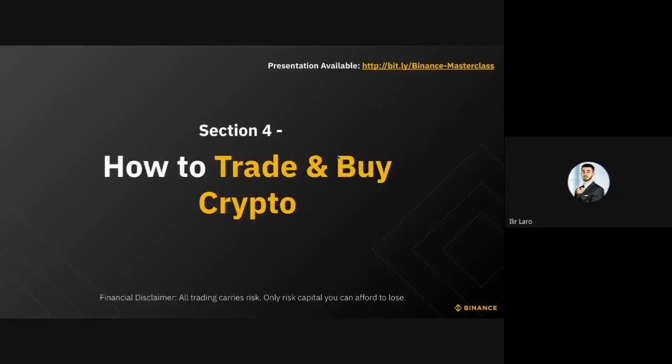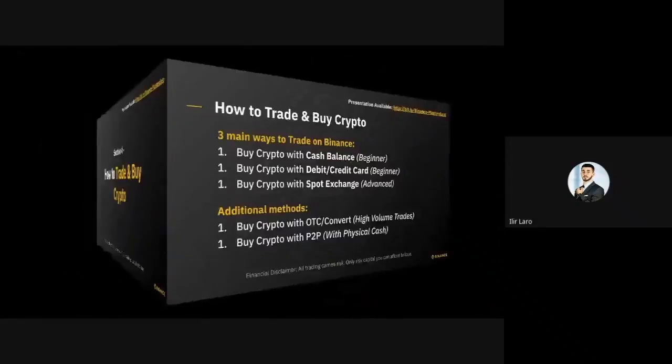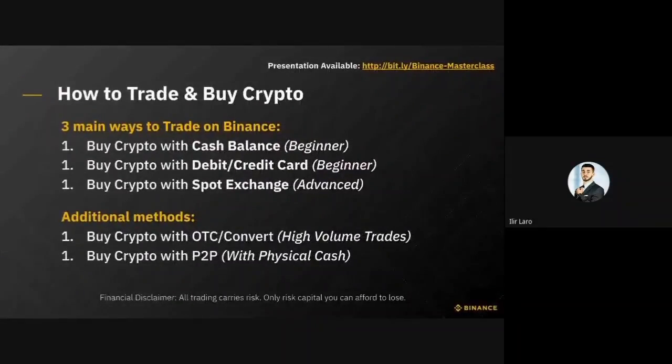That section. Moving on to how to trade and buy crypto. So moving on through this section, there's actually three main ways to trade in Binance. There's buy crypto with cash balance, there's buy crypto with a debit and credit card, and there's buy crypto with the spot exchange. There's also additional methods to buy crypto.